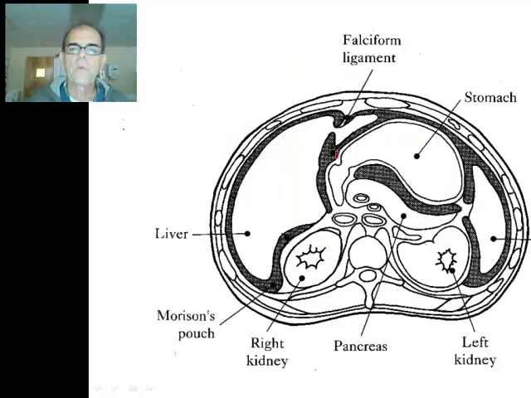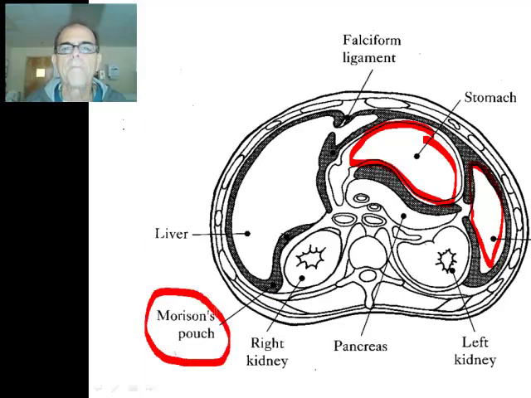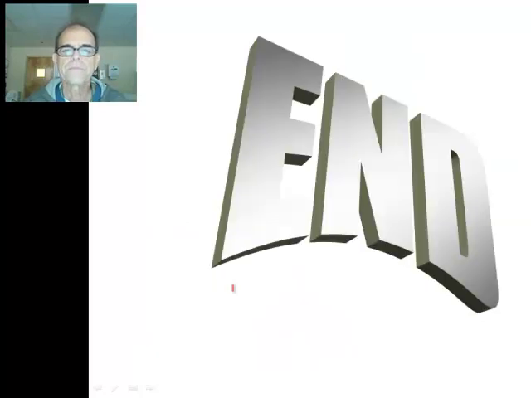This is another picture like a CT scan: the falciform ligament, the stomach here, not good for ultrasound, the spleen, that is a good organ for ultrasound, right and left kidney, the pancreas, and here a very important area that is called the Morrison pouch. The Morrison pouch is between the right kidney and the liver, and is the area where free fluid first accumulates. Morrison pouch. And the end.